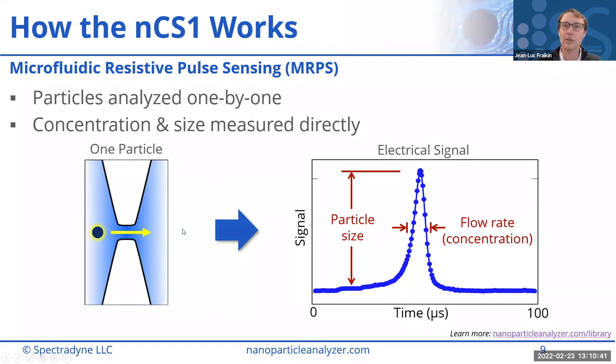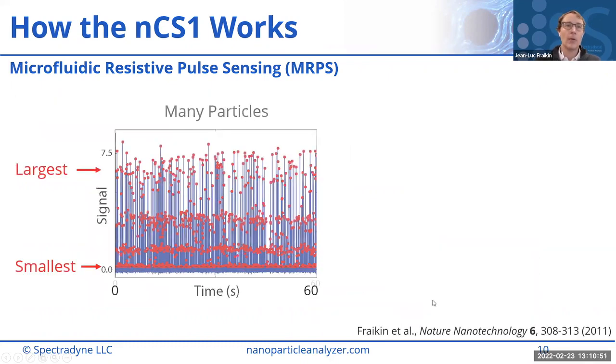So that's the volume of the sample that's been analyzed. So this is real data from a single particle event. You can see how quickly things are moving through. If we measure for longer, you get data that looks like this, where I've highlighted every particle event by a red dot.